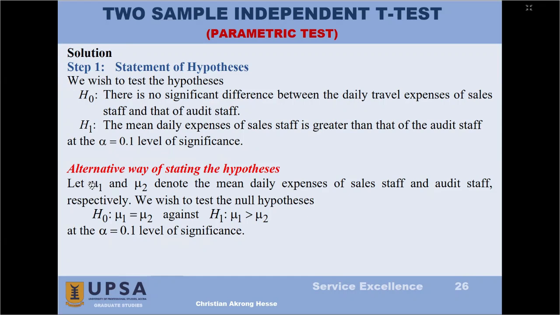Alternatively, you can define mu1 and mu2 to denote the mean daily expenses of sales and audit staff respectively. So you can write H0 states that mu1 is equal to mu2, and H1 is that mu1 is greater than mu2. So we are testing at 10% level of significance.